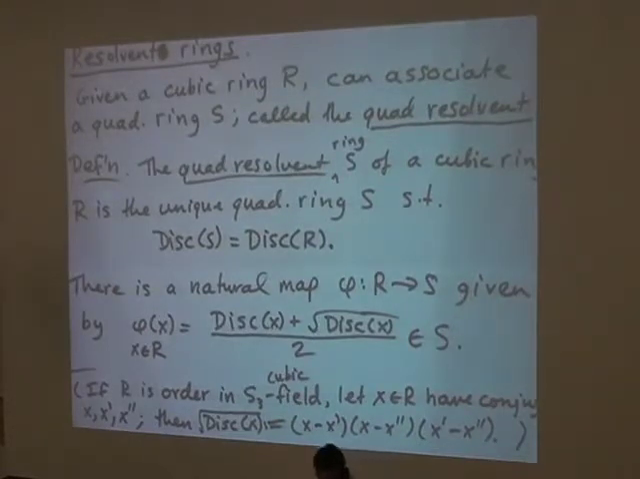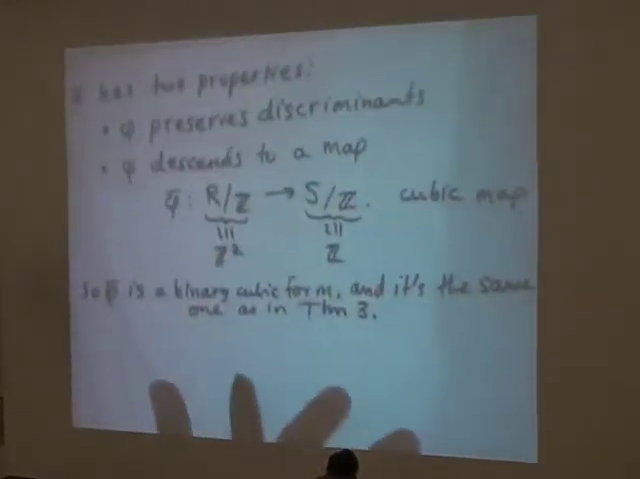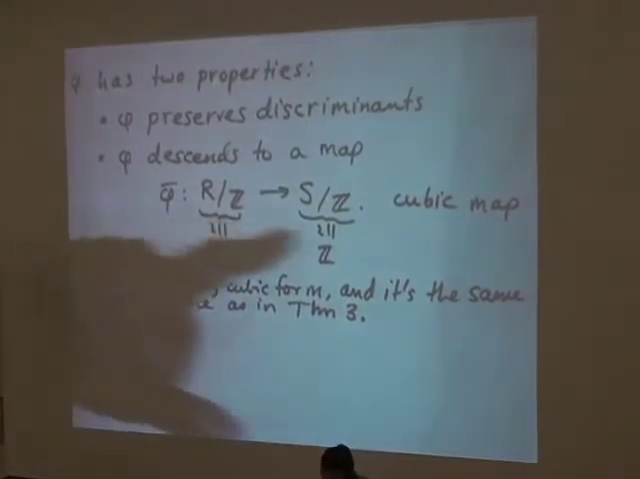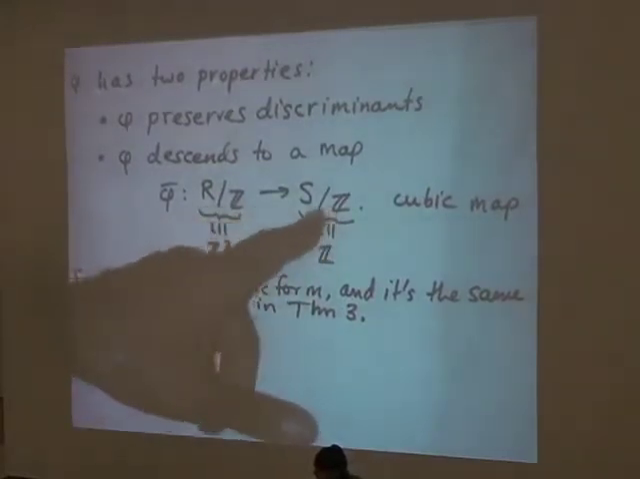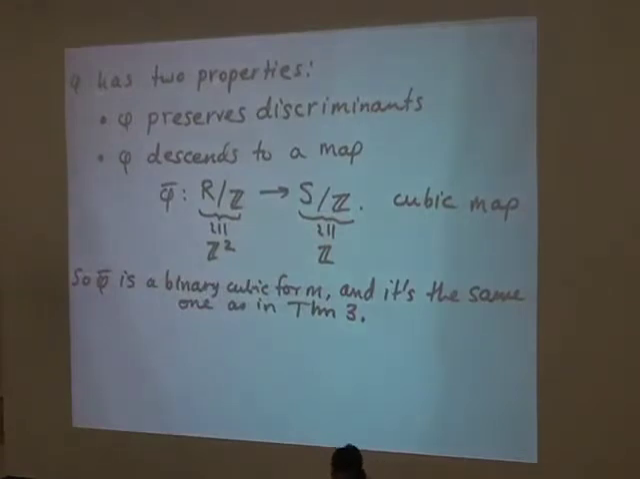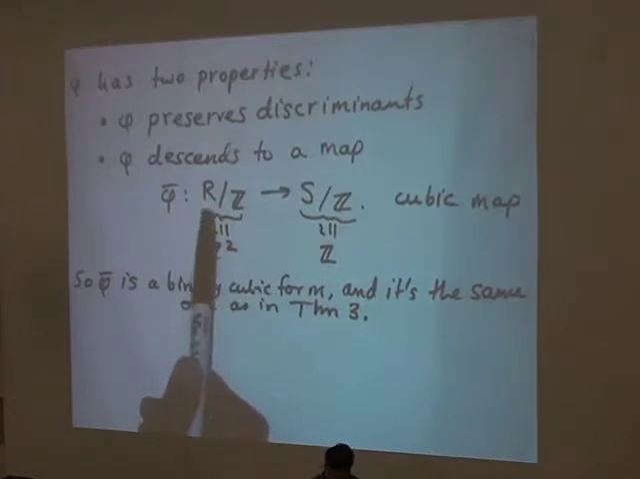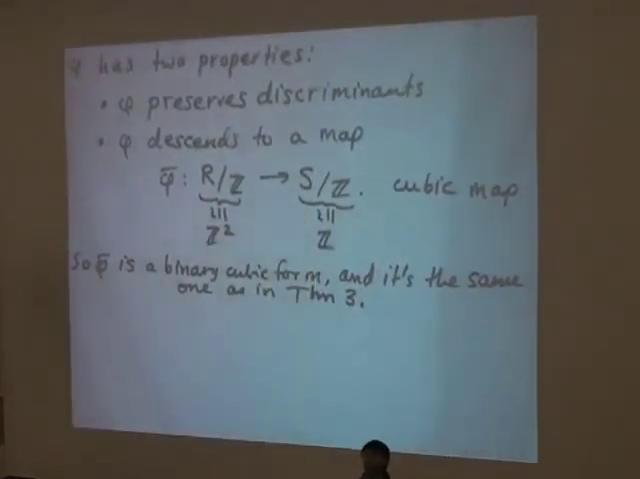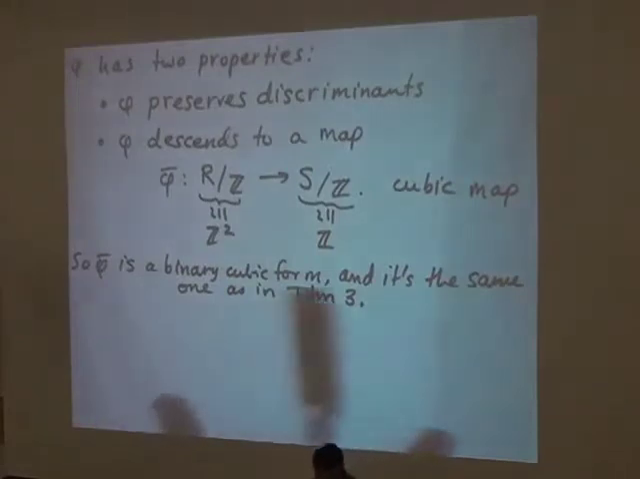So it's given by this, and that map descends to a map from R mod Z to S mod Z, where R is the cubic ring and S is the quadratic resolvent. So this natural map from a cubic ring to the quadratic ring actually descends mod Z, and you get a map from R mod Z to S mod Z. It's a cubic map. And so that's the meaning of the binary cubic form.